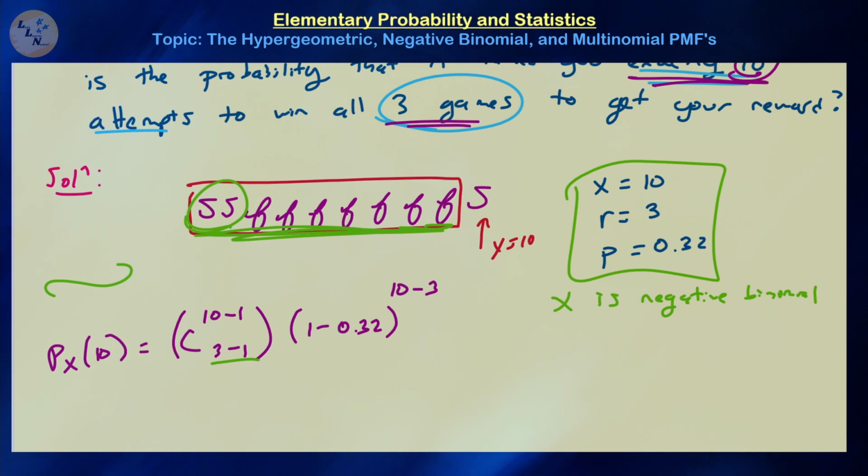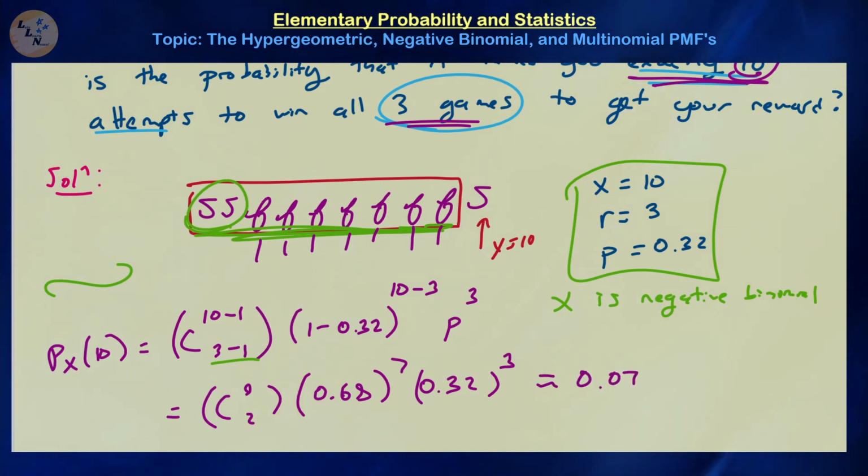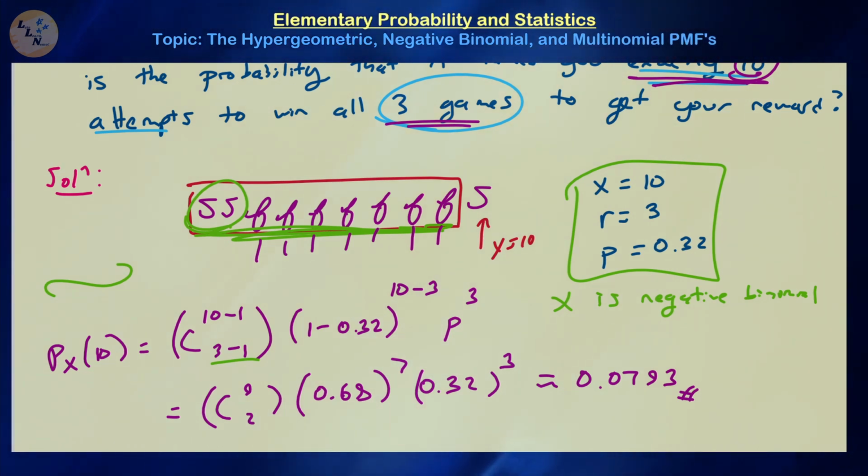So 10 minus 3 is going to be these 7: 1, 2, 3, 4, 5, 6, 7. That could be literally anywhere. And then p to the power of 3. That's the number of successes, 1, 2, 3, that we definitely want. So that's going to be C(9, 2) times 0.68 to the power of 7 times 0.32 to the power of 3. And once you work that out, you should get approximately a 7.93% chance of that occurring. So that is the negative binomial distribution.